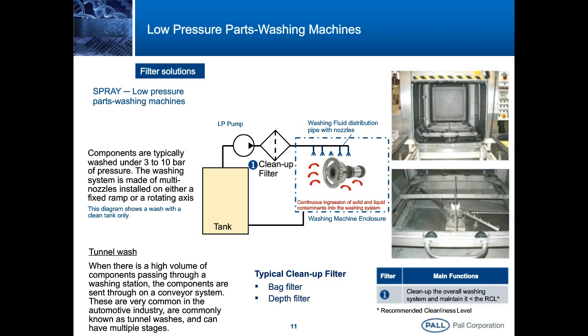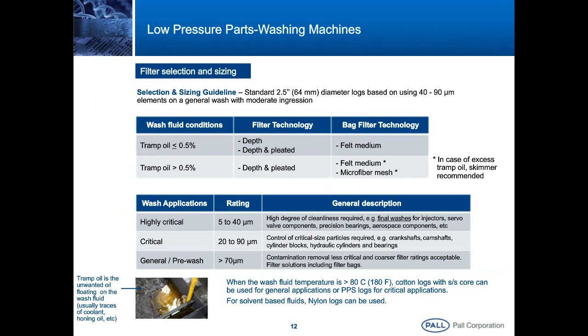The purpose of this slide is to give you some guidance to select and size the appropriate filtration solutions for low-pressure parts washing machines. The wash fluid conditions, and especially the concentration of tramp oil in the wash fluid, is a key parameter. Below 0.5%, depth filters or felt bag filters are the most cost-effective solution to control the cleanness level of the wash fluid.